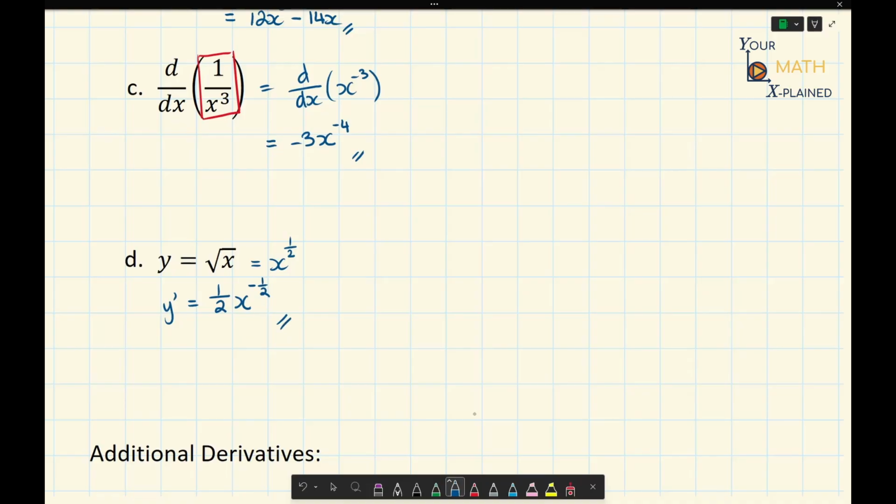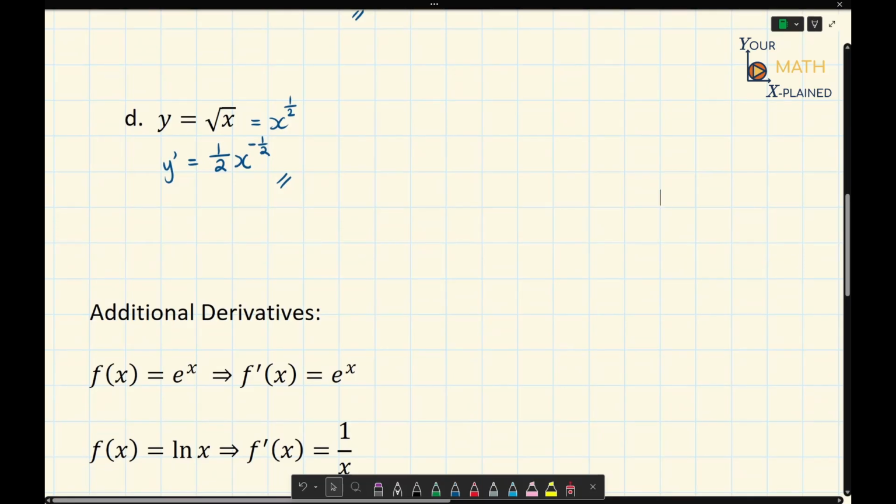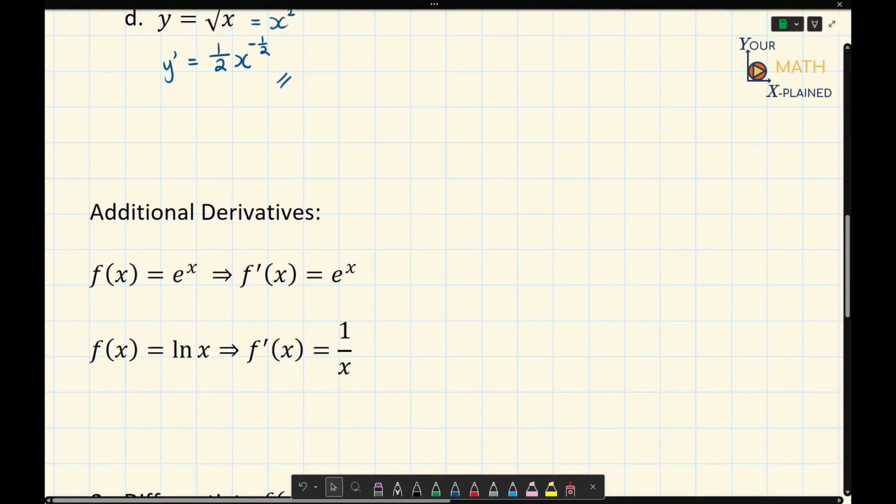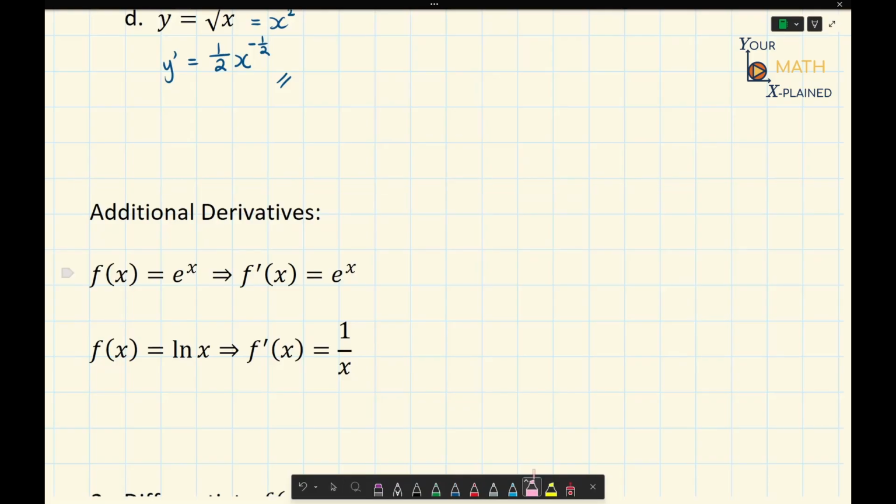So we can see here that n doesn't need to be an integer. As long as we can rewrite the expression into the form x to the power of n, we can use the power rule. So a couple of the other derivative rules that we're going to be using throughout this playlist are the exponent rule and the natural log rule. We have the derivative of e to the x is just itself, so it's still e to the x. And the derivative of the natural log of x, so ln of x, is equal to 1 over x. And again, for now, we're just going to take these two as facts.